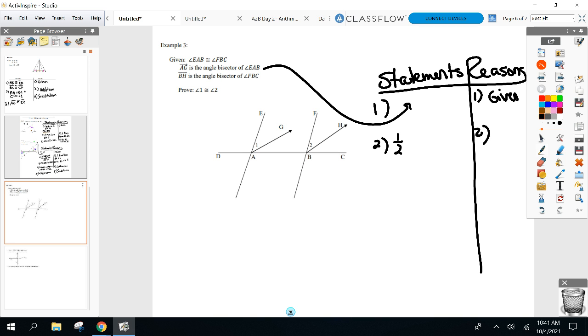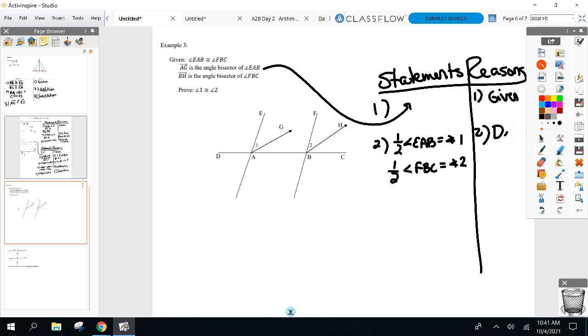You're going to take half of one of the two angles that are congruent, EAB. And in this case, I'm going to call it angle 1 because that's the one in the problem. I could have called it GAB, but that's not part of the proof. And I'm also going to take half of the other congruent angle, FBC, and set that equal to angle 2.